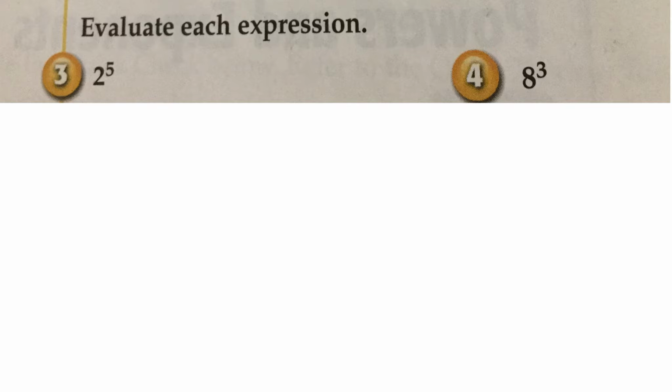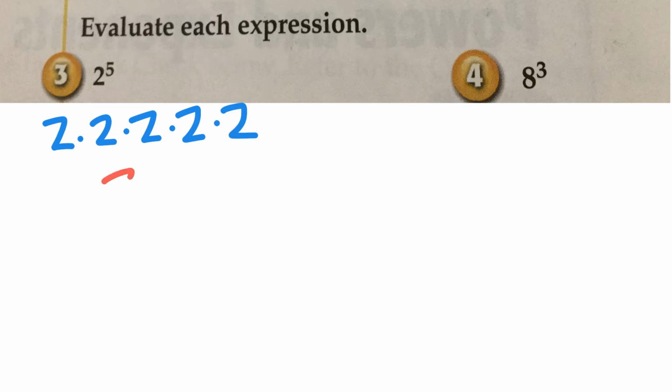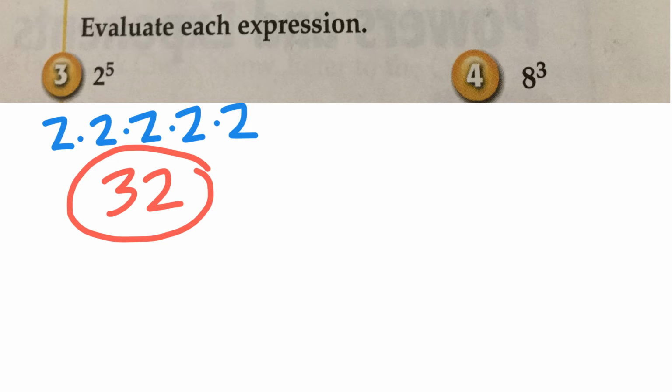Okay, so it tells me to evaluate the expressions. So I'm going to actually perform the multiplication until there are no more exponents. So 3 is 2 to the 5th power. So we could write that as 2 times 2 times 2 times 2 times 2. So we are just doubling 5 times. So we start with the number 2. 2 times 2 is 4, times 2, 8. 8 times 2, 16. 16 times 2 is 32. So 2 to the 5th power is just 32.